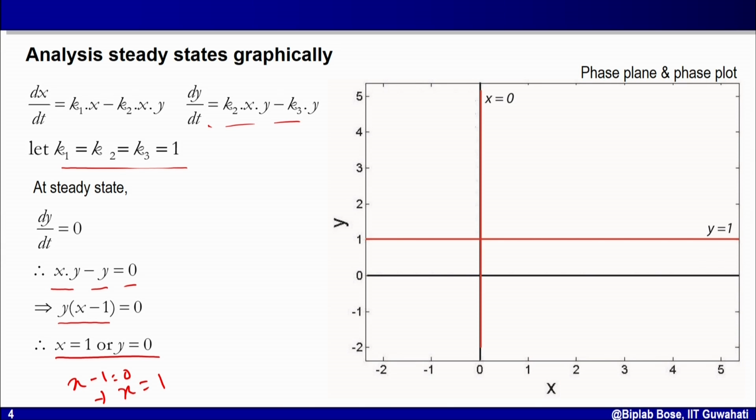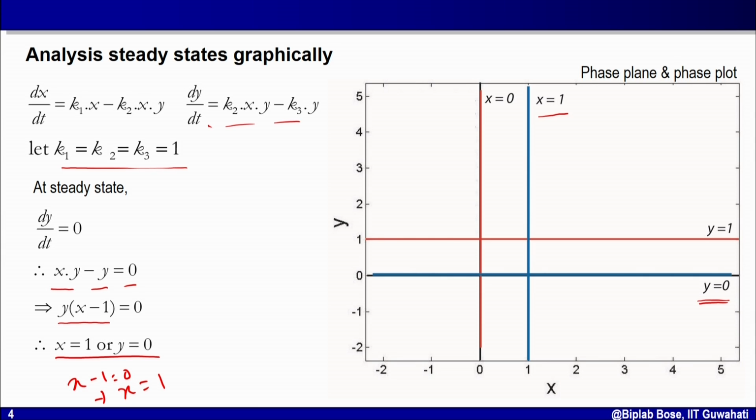Just like the previous case, let me plot this x equal to 1 and y equal to 0 in this phase plane. The blue line I have drawn to represent these two lines. So the vertical blue line is x equal to 1, and the horizontal blue line along the axis is y equal to 0.